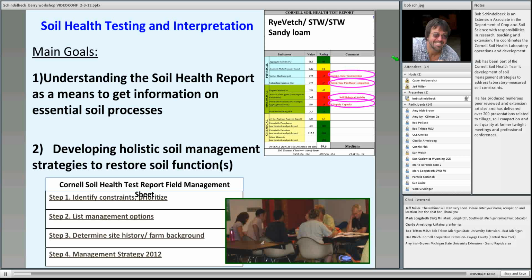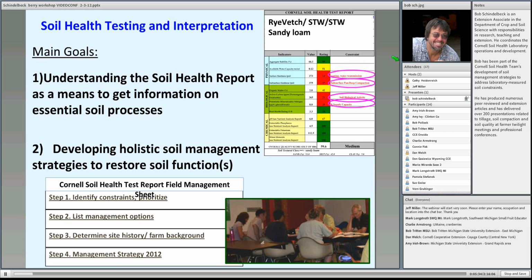You'll notice we have the Cornell Soil Health Test Report field management sheet at the bottom left. You see some folks in a classroom setting where we actually go through and practice this. We take a soil health report like you see in the upper right and break it down into four steps, teasing out as much information as we can, so that we can develop a sound and satisfying management strategy.